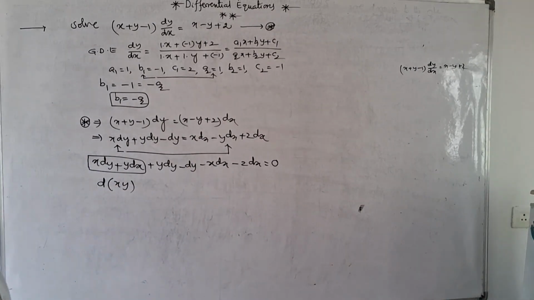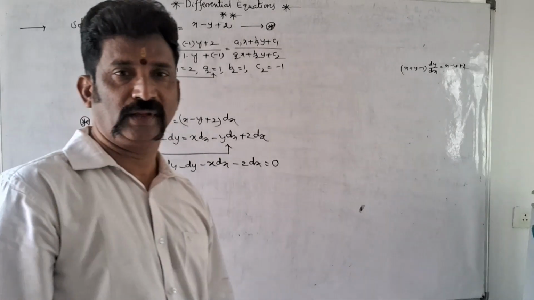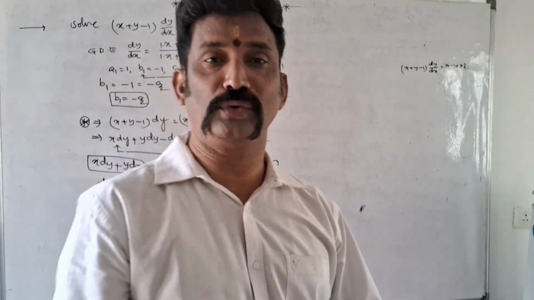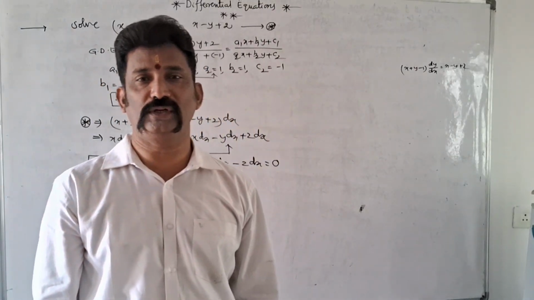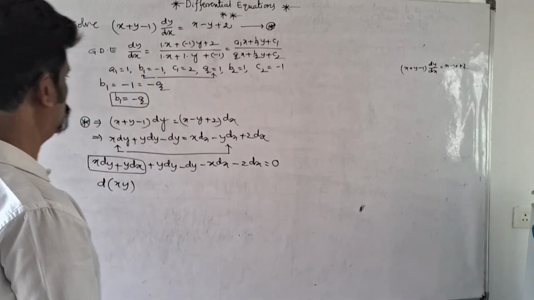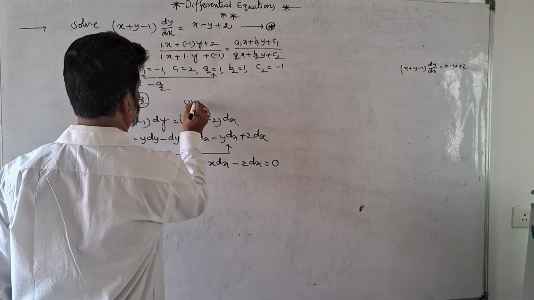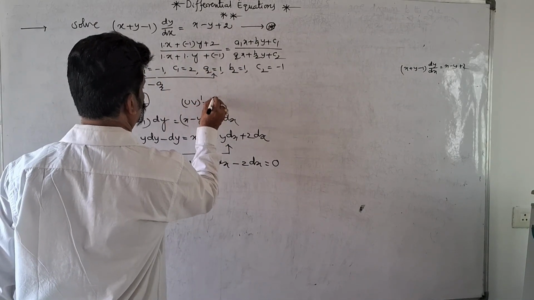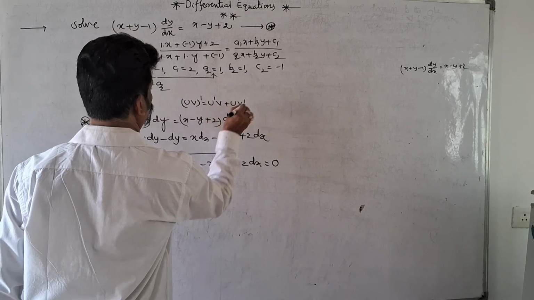That's it. Applying the uv rule, derivative of uv is equal to u dash into v plus u into v dash. That's it. So like this, uv whole dash is equal to u dash into v plus u into v dash. That's it.